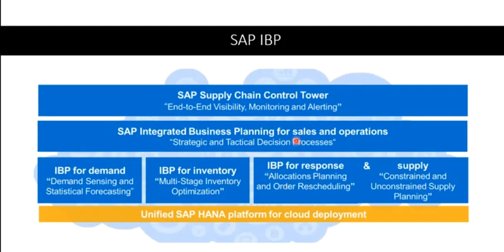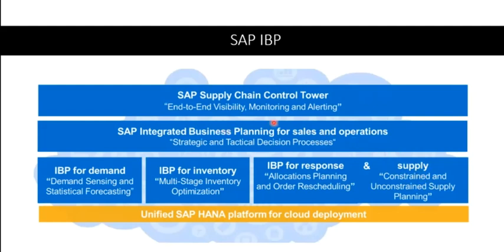Hi, can I interrupt you for a question? Okay. As I understand, advanced functions like allocations and CTM are covered under IBP for response. What about optimizers? Yeah, so that's what I said. In supply, we can perform the optimization. Okay, heuristics and optimizer are in supply. Yes, correct. Okay, thanks.